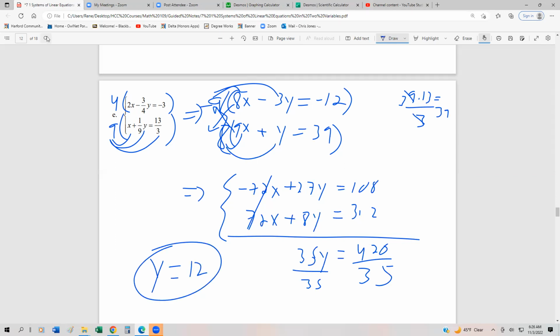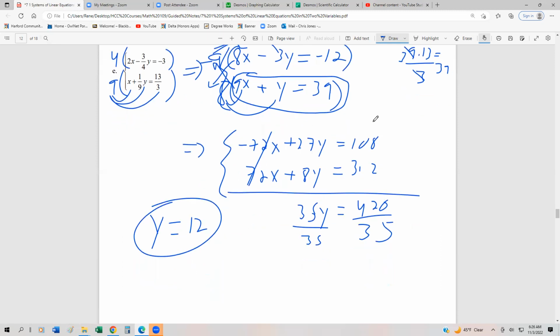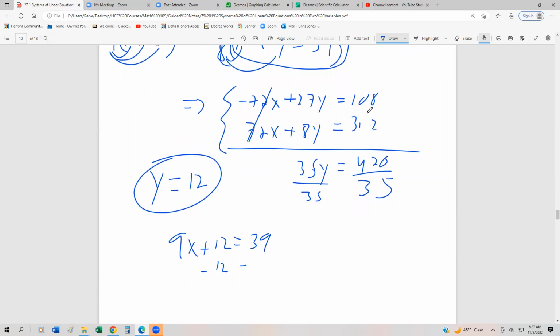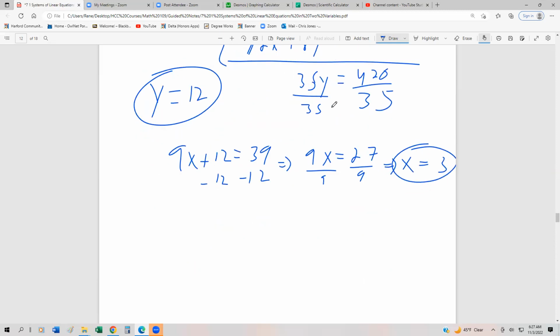Now what we can do is substitute back into any of the equations. I'm just going to substitute it back in right here. Again, it doesn't matter where we do it, it just matters that we do it. So I'm going to get that 9x plus 12 is going to be equal to 39. And if I subtract 12 from both sides, that gives me 9x is equal to 27. And clearly we can see that x is going to be 3. So that means we get the ordered pair 3 comma 12 as our solution.